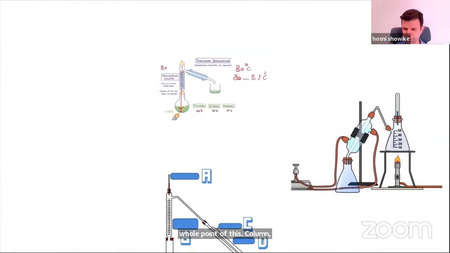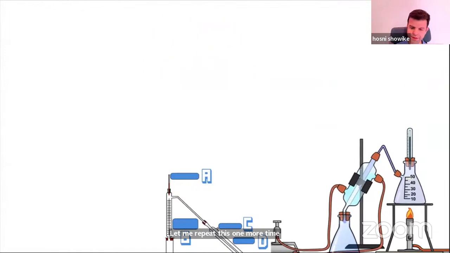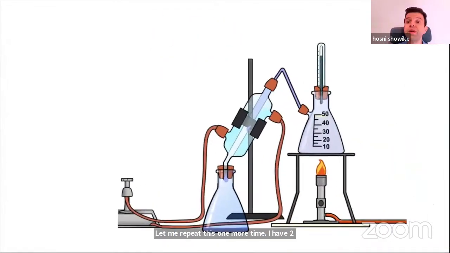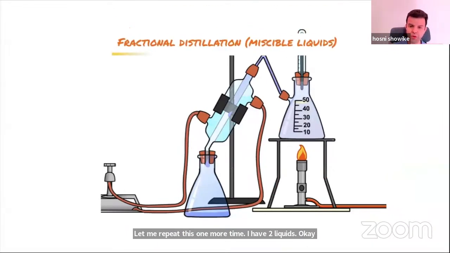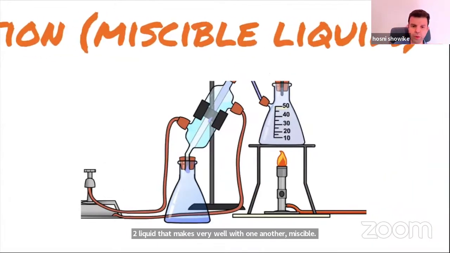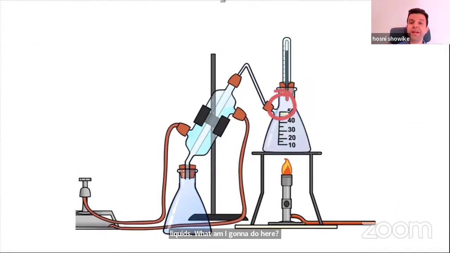Let me repeat this one more time. I have two liquids, okay? Two liquids that mix very well with one another, miscible. Remember the word miscible, don't forget it. Miscible liquids. What am I going to do here? I'm going to heat them up, all right? Until I reach the boiling point of the first liquid.